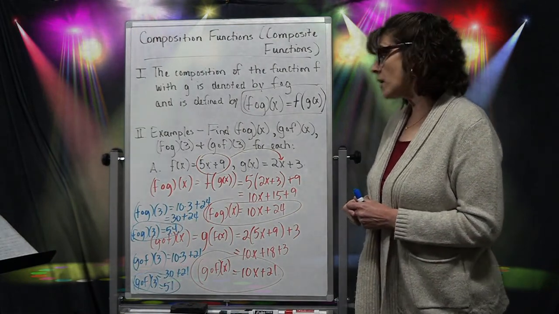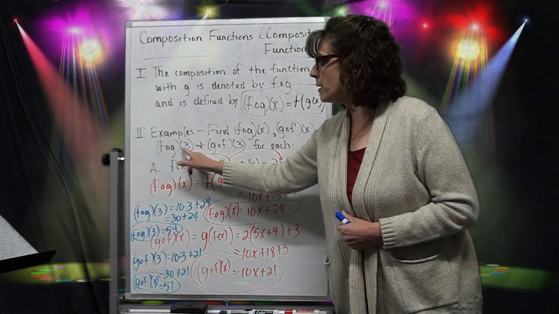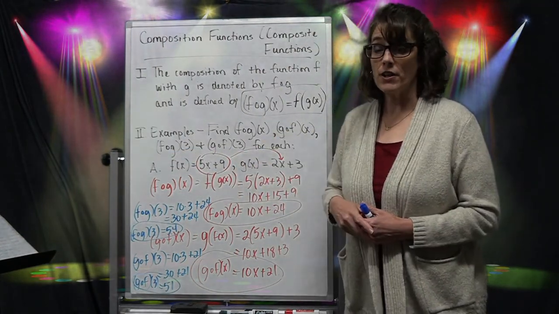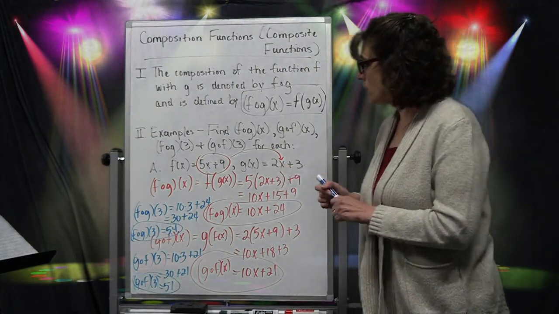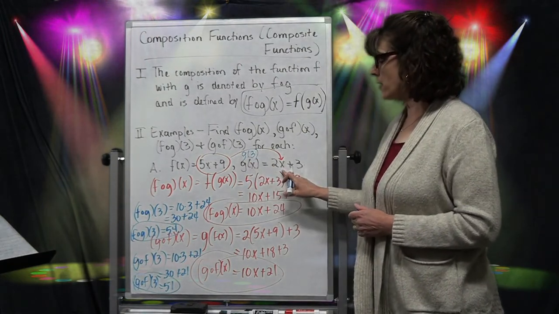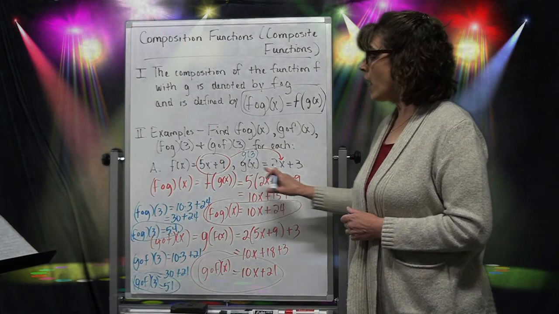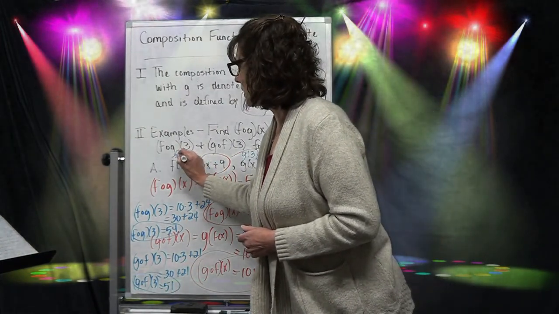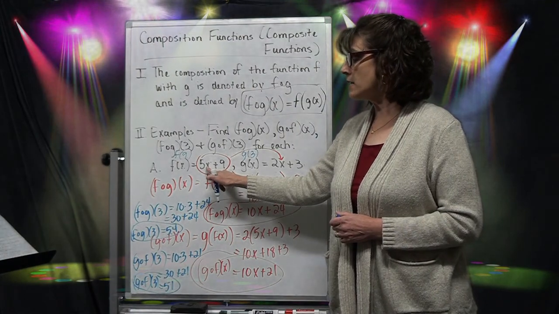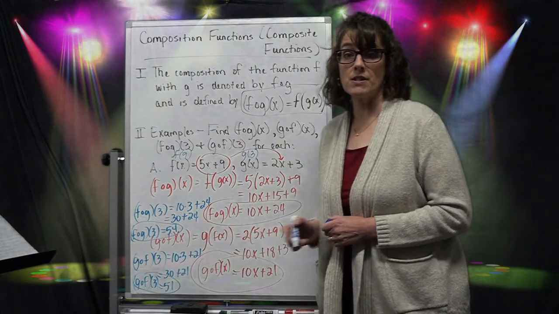Another way to do it is to say, well, I think instead I'll take my 3 and plug it in my g function, take that answer and plug it into my f function. If I do it that way and I do g of 3, I plug 3 in here: 2 times 3 is 6, 6 plus 3 is 9. Now I'm going to take my f function and plug a 9 in there. That means put a 9 here. 5 times 9 is 45. 45 plus 9 is 54, which is exactly what I got previously.